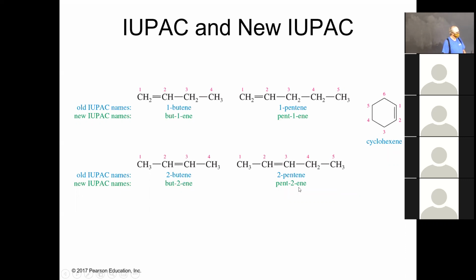This one is pent-2-ene. It would not be pent-3-ene if we went this way because we want to give the double bond the lower number. And if you say cyclohexene, notice there's no number. It's assumed that the double bond is between 1 and 2. If I say pentene, we don't know where the double bond is. So I have to specify pent-1-ene or pent-2-ene.